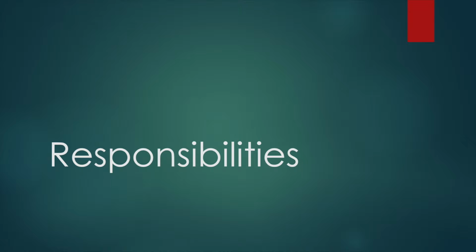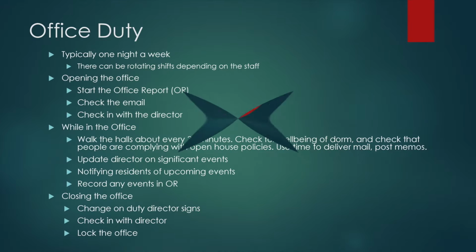So one of the first things we want to talk to you all about for online orientation is RA responsibilities, and that's just some of the basics of what being an RA looks like. Office duties. So typically you will work the office one night a week. Depending on the building that you work in, there might be a rotating shift. That just depends on the number of staff you have. So be prepared for that every now and then, working 2 nights a week. But typically it's one. You'll open the office and you'll start the OR.